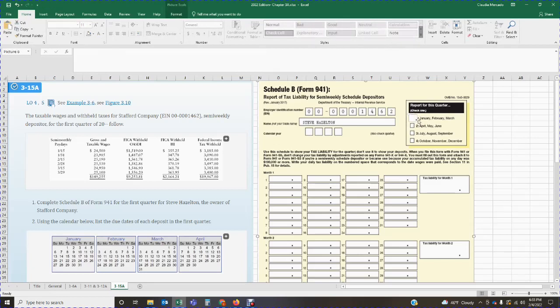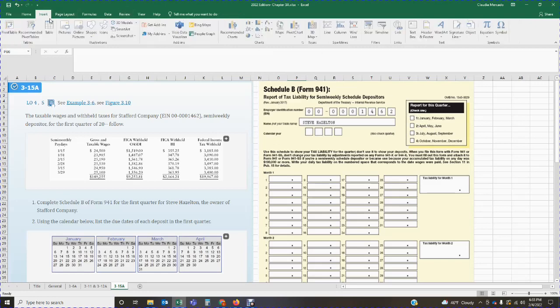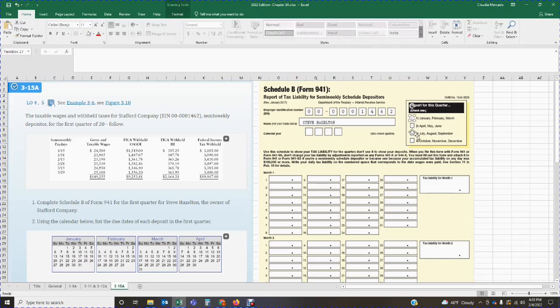That way we can, let me see. And once again, I apologize, but I do not have access to actually typing on the form. So I have to basically create text boxes, and hopefully it lets me type in. But we should be looking at an X in the first box, January, February, and March. Okay, so that is the first part. We have to identify what quarter we are doing this schedule for: the first quarter.